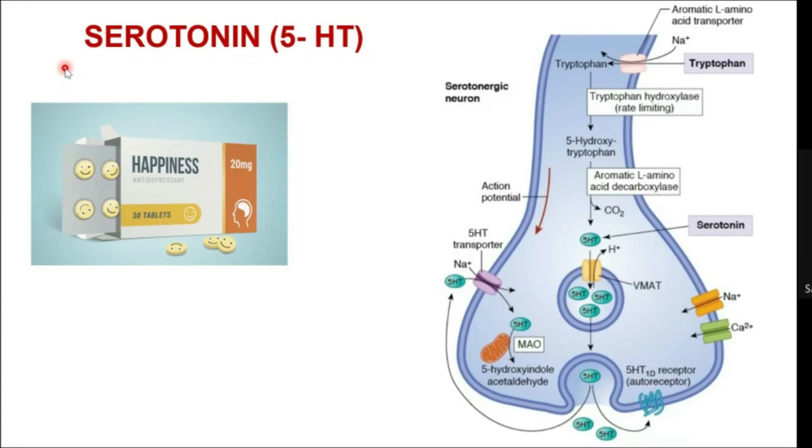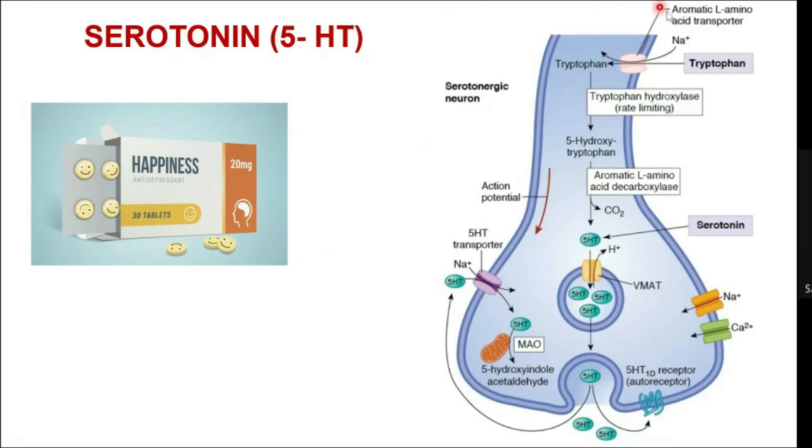Now, what is its function? Its main function is that it's a neurotransmitter of happiness. It modulates pain and reduces pain sensation. It is important for sleep as well as for the biological clock system. So let us go into detail about its synthesis, its pathway, how it is inactivated, what the serotonin receptors are and what its function is. Then we can look at the manifestations if there is an increase or a decrease in serotonin level.